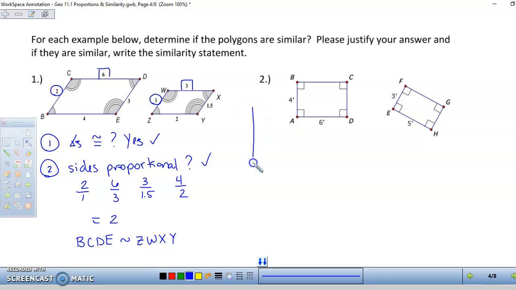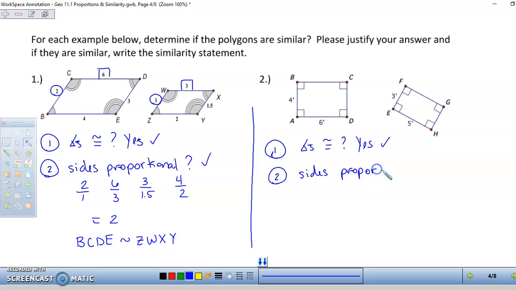Okay, the second one's a little bit harder. So the first part's not. Angles are congruent. Well, they're all right angles, so that's a definite yes. We got that taken care of. 2, side lengths are proportional. So this one's not as obvious because all the angles are the same.